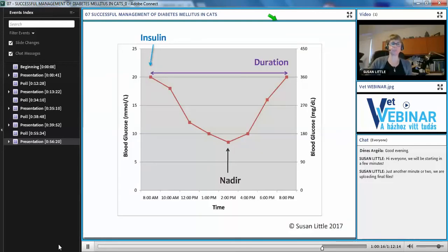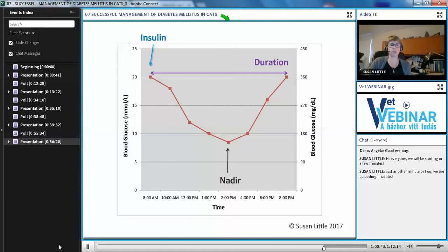So this, I guess, would be an example of a perfect blood glucose curve, which we really hardly ever see. But for the purposes of discussing evaluating the curve, we'll look at this curve. So we want to ask ourselves, was the insulin absorbed and did it take effect? And yes, it did, because the blood glucose started up here at 20 at 8 a.m. and it decreased through the day. So we know the insulin was absorbed and we know the insulin took effect.